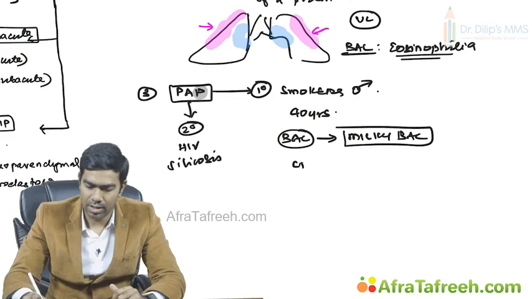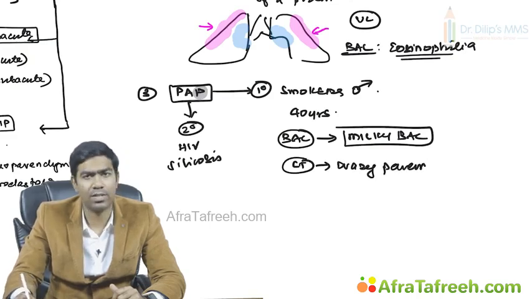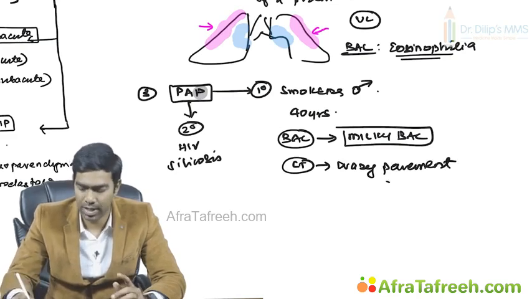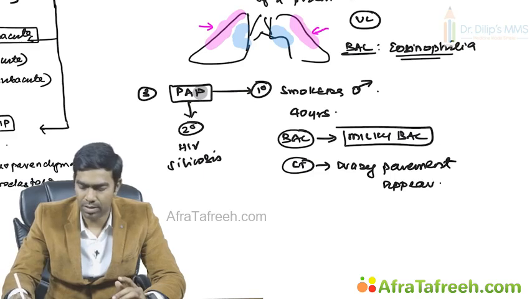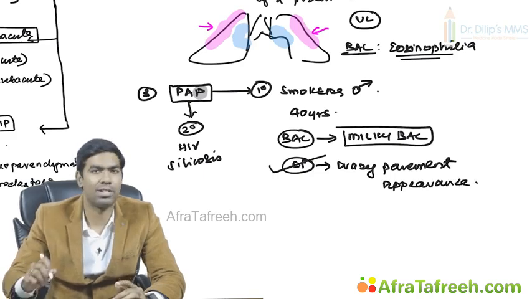And CT is typically going to show something called a crazy pavement appearance. All these things we'll be discussing in this particular video. Even though this crazy pavement appearance is not specific for pulmonary alveolar proteinosis, it was first actually described for this PAP only. That is why it becomes so famous for pulmonary alveolar proteinosis. Clear? In protein energy malnutrition, you see crazy pavement dermatosis. That's in pediatrics. I'm not talking about that here. It's an X-ray and CT appearance where you see crazy pavement appearance.